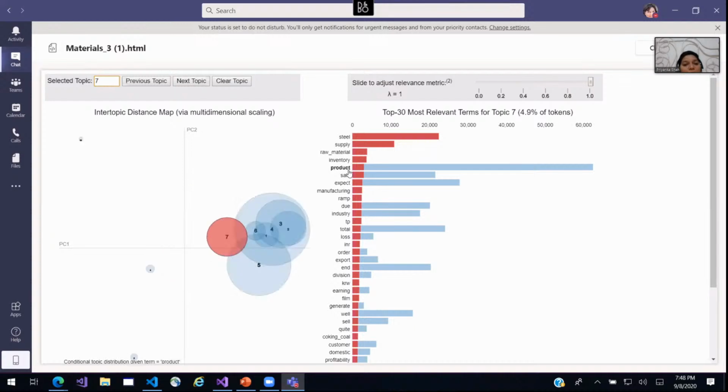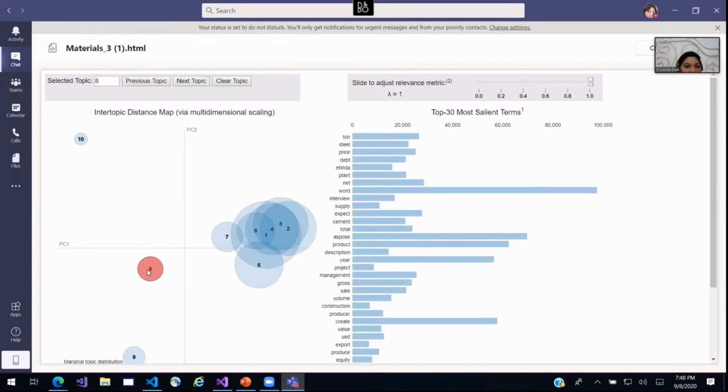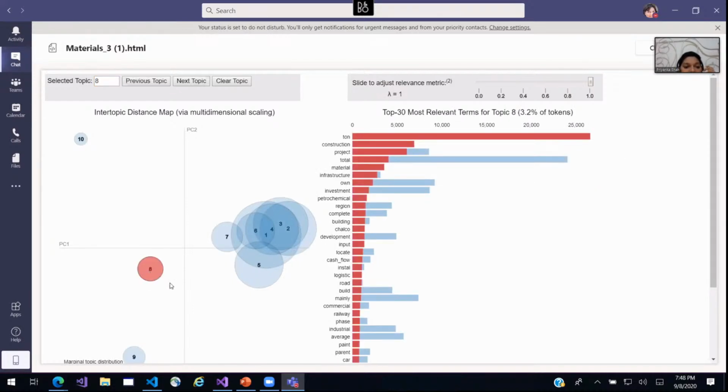Again, if you see, the word product is very generic. We realized after running the model that this word product occurs across documents and across sectors, and it doesn't really make any sense. As we go further, I told you that we'll refine the taxonomy, right? Let us look at topic 8. Topic 8, in fact, makes even more sense, where it talks of construction, project, infrastructure, petrochemical, industrial, commercial, all these things.